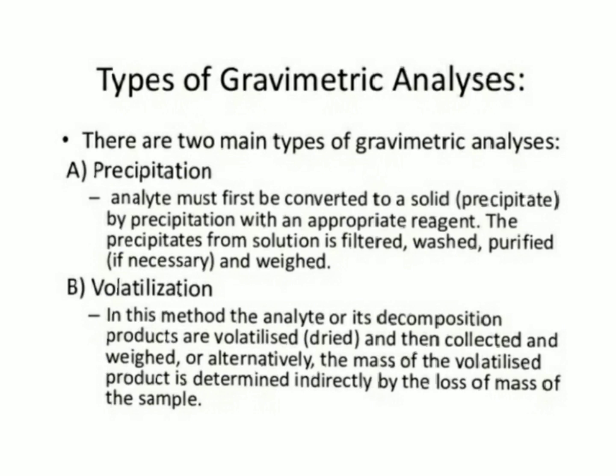Next is types of gravimetric analysis. There are two main types of gravimetric analysis. First is precipitation and second is volatilization. First, precipitation. Analyte must first be converted to a solid, meaning precipitate. By precipitation with an appropriate reagent, the precipitate from solution is filtered, washed, purified and weighed.